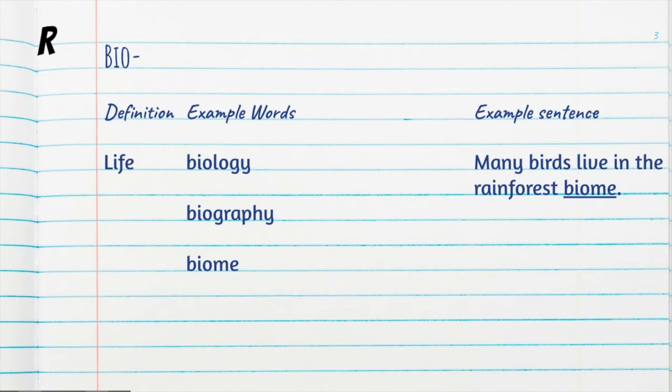And then a biome is basically an environment in which the plants and animals that live there are specially suited to live in that environment. So the example sentence is many birds live in the rainforest biome. So birds that have adapted to be ideally conditioned to live in the rainforest, that's where they live. So that is bio. And again, feel free to pause if you need to copy any of these down.